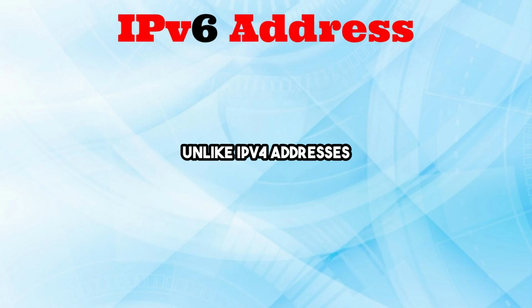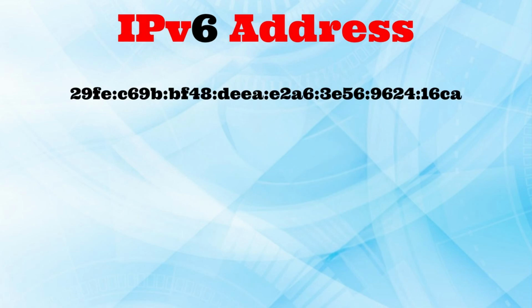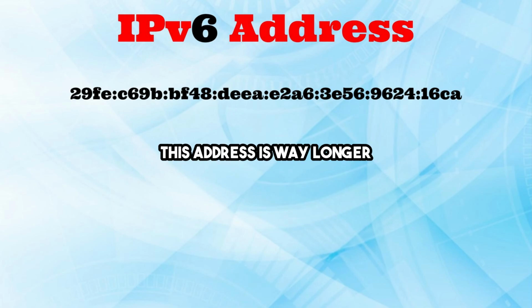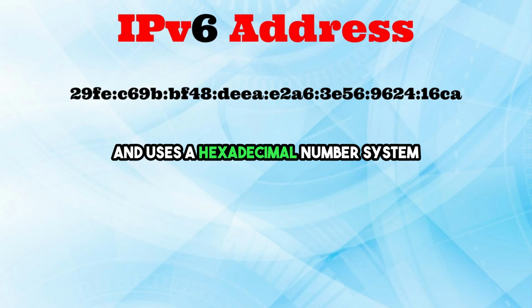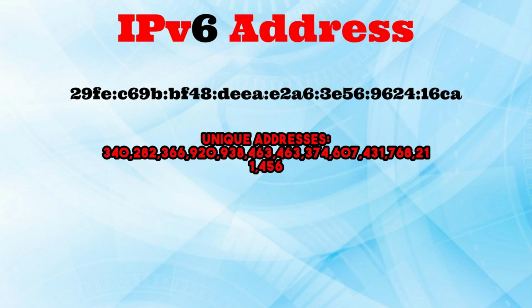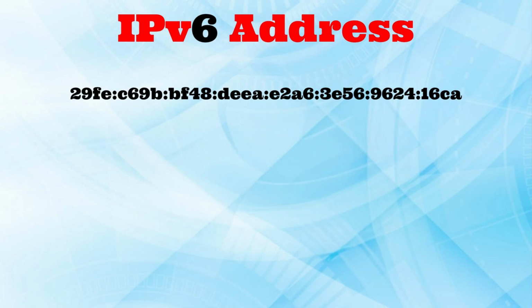Unlike IPv4 addresses, IPv6 uses 128-bit addresses. As you can see, this address is way longer and uses a hexadecimal number system. This provides a very large number of unique addresses. I don't even think that number is possible to pronounce, but I don't know. What I do know is that this number will support the growth of plenty of devices for many upcoming years.